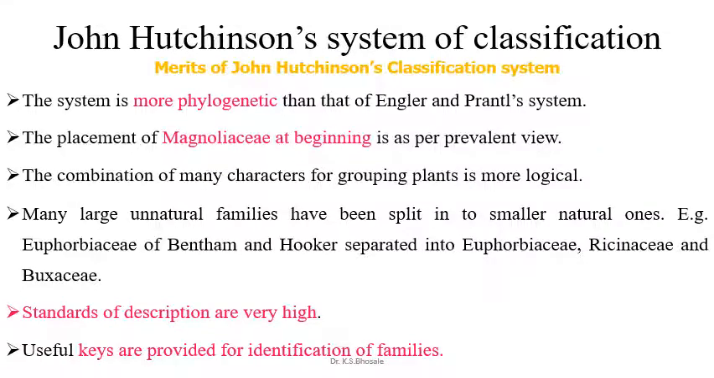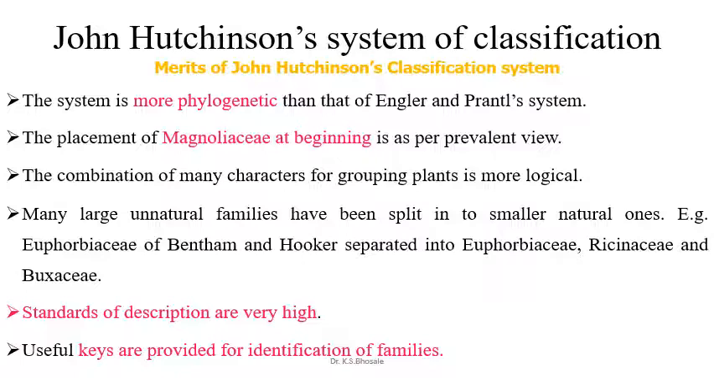Let's see some of the merits of John Hutchinson's classification system. The system is more phylogenetic than Engler and Prantl's system, so this shows a more advanced phylogenetic system as compared to Engler and Prantl. The placement of Magnoliaceae at the beginning is as per the prevalent view, meaning most of the contemporary workers accepted the placement of Magnoliaceae at the beginning.